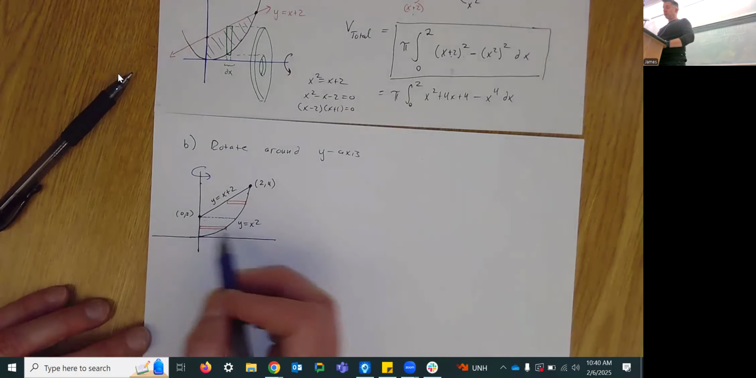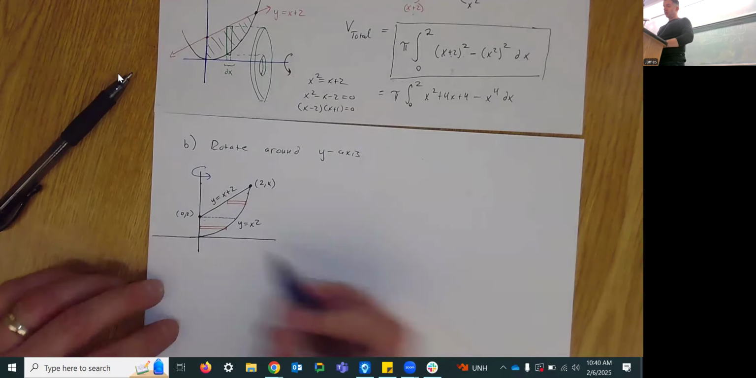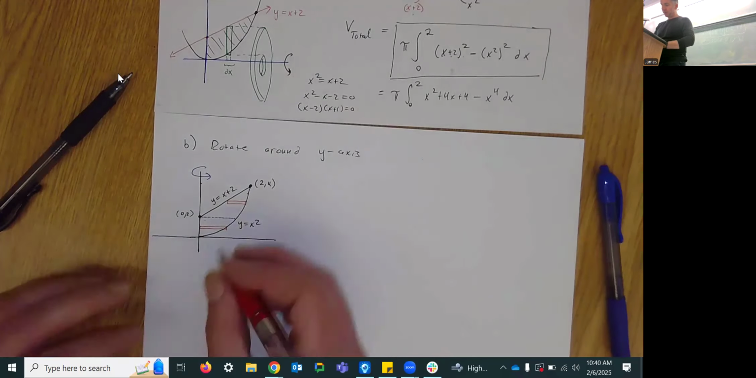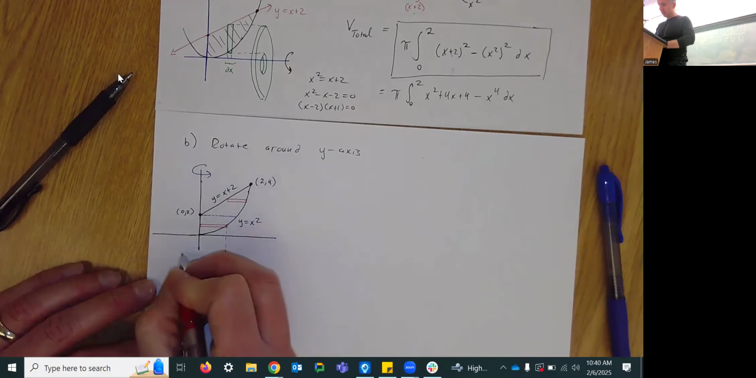So for this lower part here, when I rotate this little shape around here, what I'm going to get is a disk.